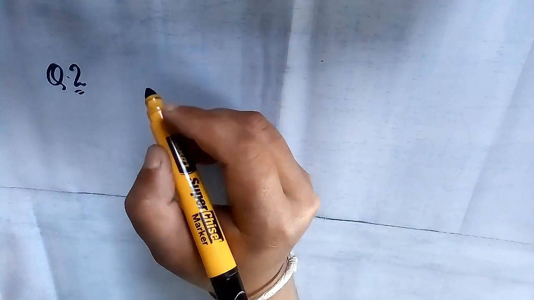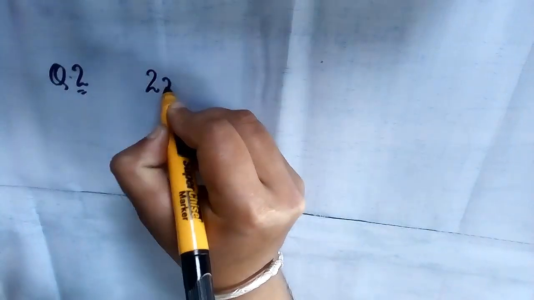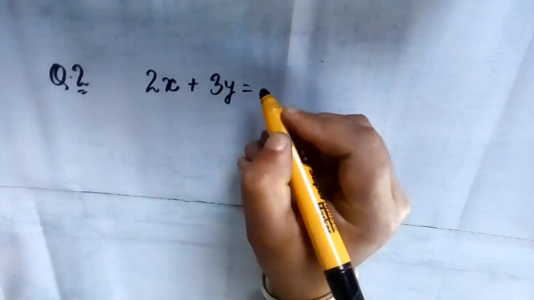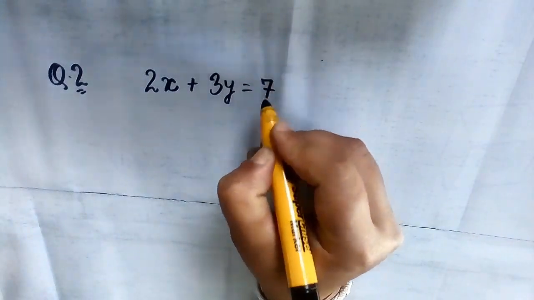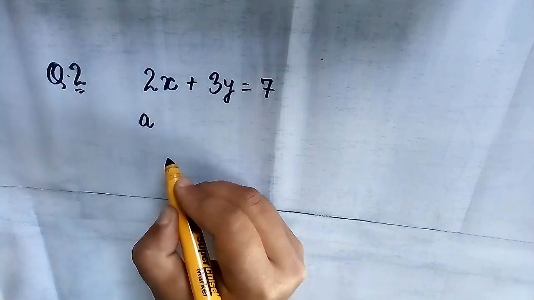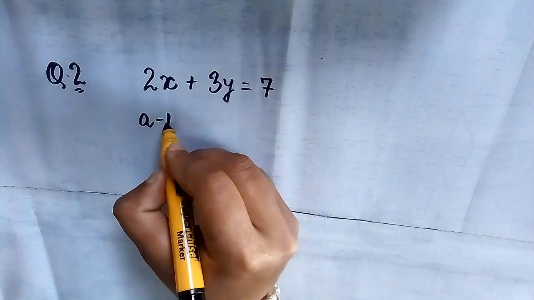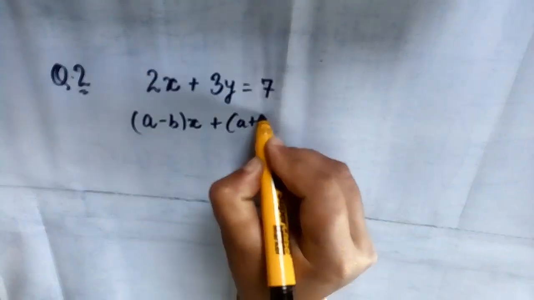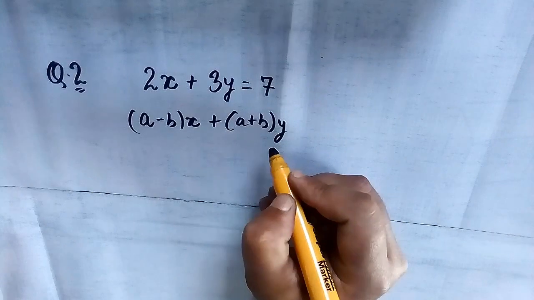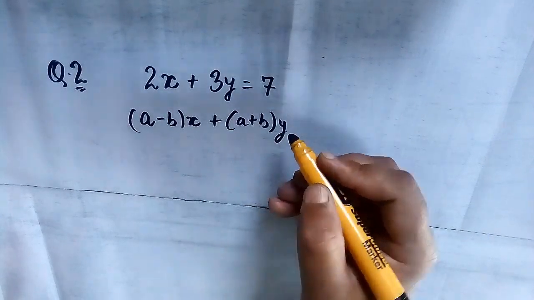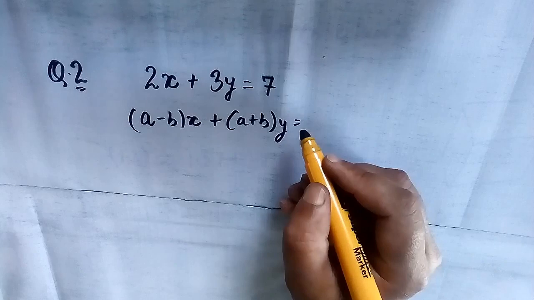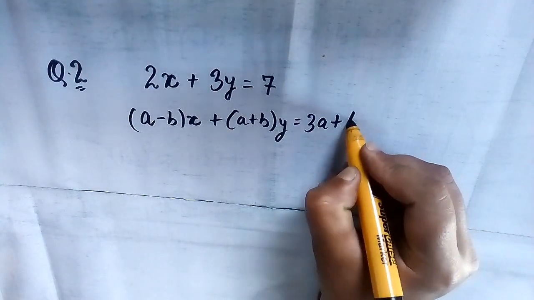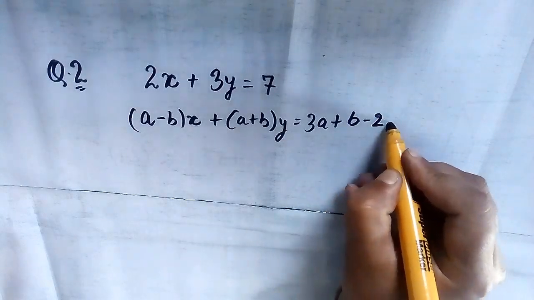So our equations are 2x plus 3y equals to 7 and (a minus b) into x plus (a plus b) into y. Remember here the coefficients of x and y are a minus b and a plus b respectively, and in right side there is 3a plus b minus 2.